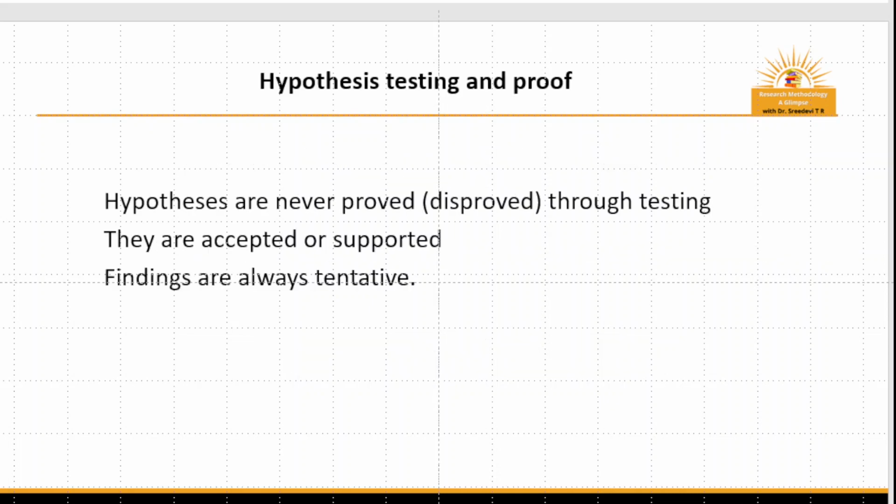Then, hypotheses are never proved or disproved through testing. They are accepted or supported. Findings are always tentative. Hypotheses are tested, not proven. Hypothesis, we know, is an educated guess, or an assumption that can be tested with observations. It cannot be proved to be true because it's generally not possible to investigate all possible cases.